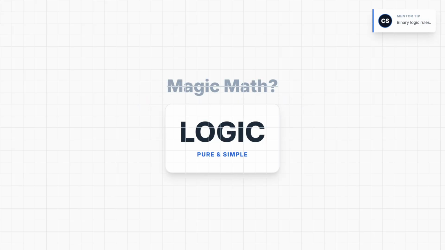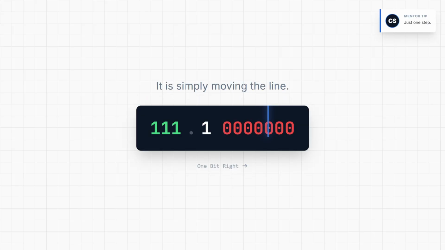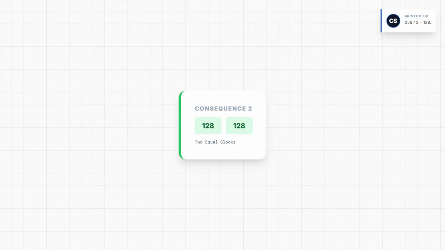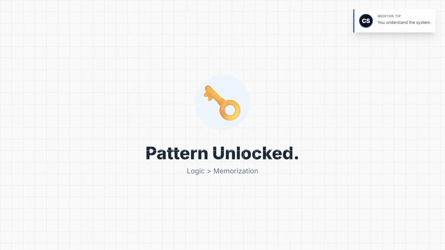A /25 is not magic math. It is simply moving the line one bit to the right. By borrowing that one single bit, we change the mask to .128, and we split the world into two equal blocks of 128. If you can grasp this logic, you have unlocked the pattern for everything else. Because guess what? It keeps going.